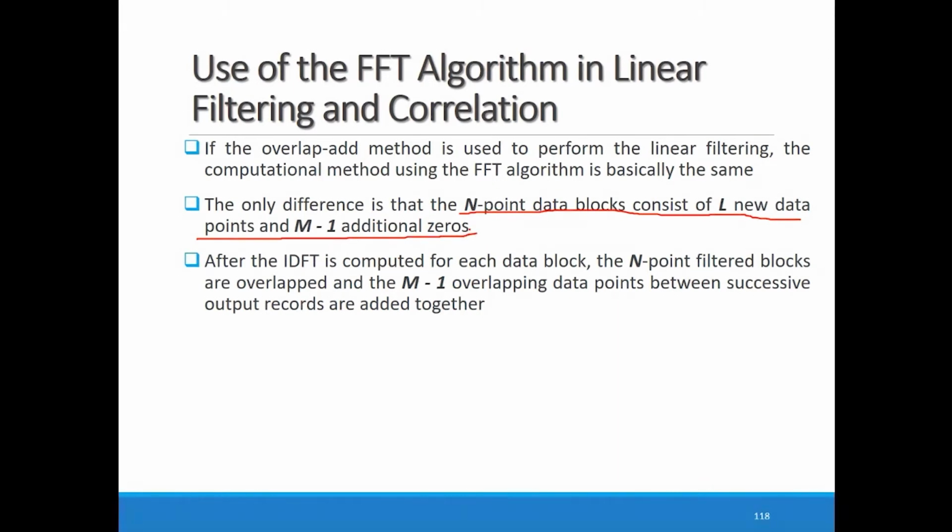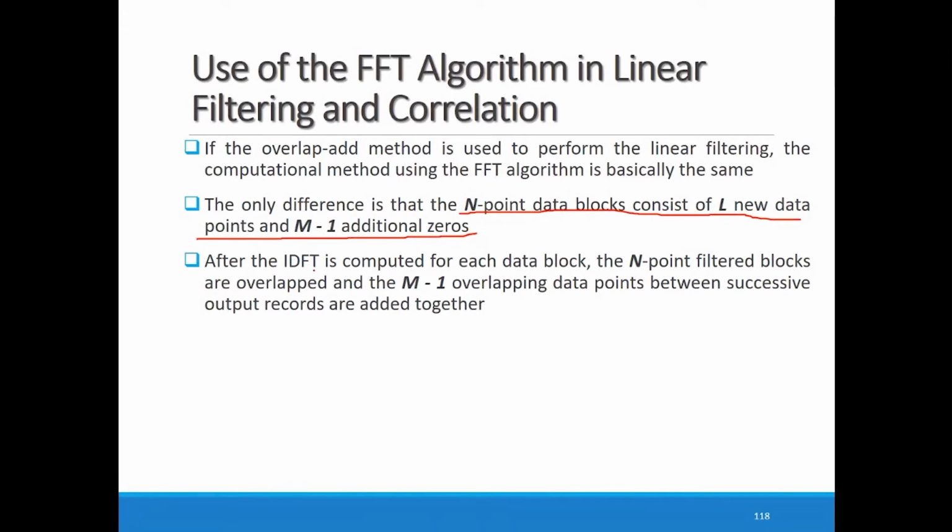As per the concept, the endpoint data blocks consist of L new data points and M minus 1 additional zeros. In the previous case, there was a repetition of the past block, but here we are putting M minus 1 additional zeros. After the IDFT is computed for each block, the endpoint filter blocks are overlapped, and the M minus 1 overlapping data points between successive output records are added together.